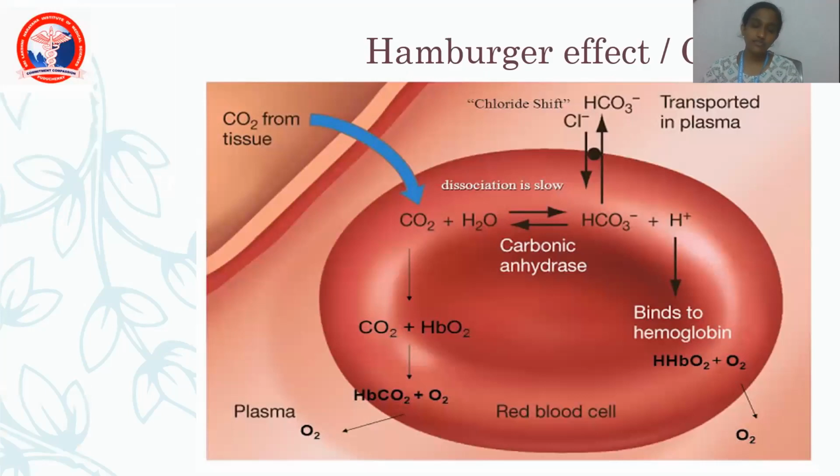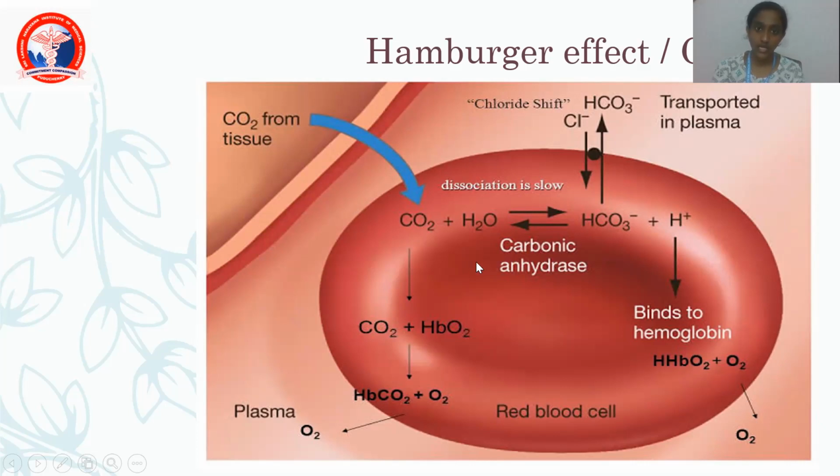This is the Hamburger effect, which shows how carbon dioxide is taken from the peripheries into the RBC, and at the same time oxygen gets released at the periphery level. You can see this is the RBC, and this is the tissue from which we are taking carbon dioxide and finally giving oxygen. Inside, this whole mechanism occurs. First, the carbon dioxide combines with water to form H2CO3, which in turn splits to form H plus and HCO3 minus ion. This H plus will bind with the hemoglobin, that is oxyhemoglobin, thereby releasing the oxygen.